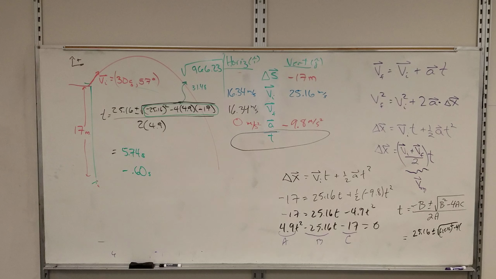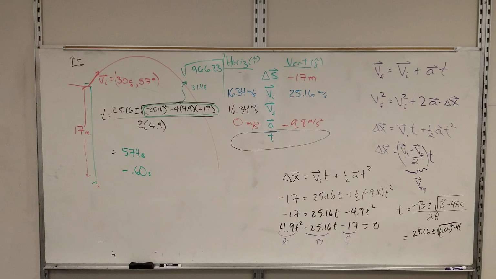Let's think about what the math problem is actually solving. All it sees is a parabola. And we're trying to figure out at what times it's crossing our horizontal axis. We are launching it at a specific slope, 30 meters per second at a 57.5 degree angle. This is time equal to zero, this is my time axis, and this is my vertical axis. The two times it finds are this time right here and this time right here. This is negative 0.60, and this is 5.74.